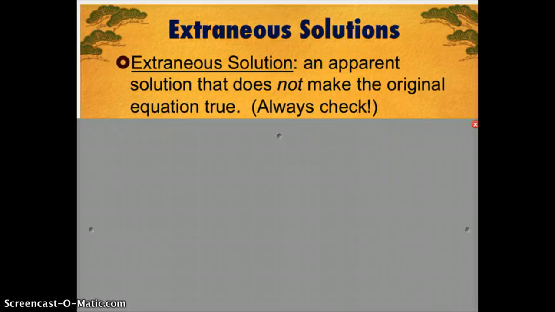I think we've seen these a couple times in our math career: extraneous solutions. An extraneous solution is an apparent solution that does not make the original equation true. You have done every single step of work right, but you get an answer, and when you plug it back into the equation, something's fishy. It's not checking out. Because of this, I'm encouraging you to always check.